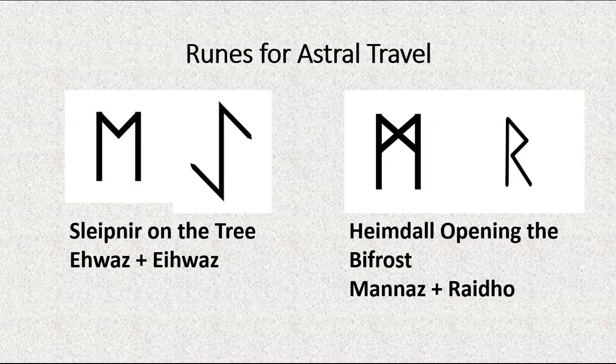And then we have the variation, which is Heimdall opening the Bifrost, which uses Mannaz. Mannaz is Heimdall's sacred rune. So you use Mannaz to call upon Heimdall, and then I usually use Raidho. I've also seen it possibly used with Isa, but either way, you're calling upon the Bifrost bridge to use that link that goes from Asgard and links it to Jotunheim and other worlds. So this would be something that you call upon at the start of your meditation.